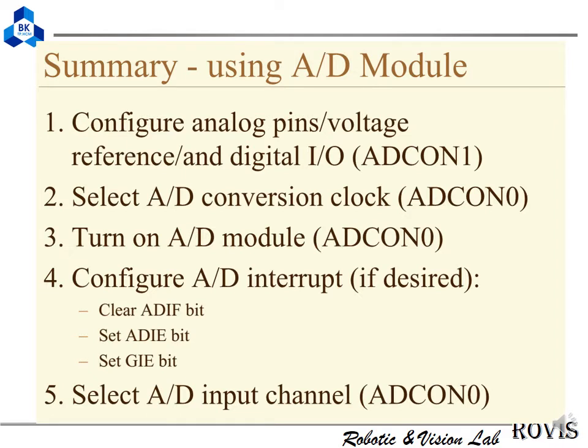And you see the procedure to use the AD module. First, configure this one, choose analog mode. Then we choose the conversion clock. And then we turn on the AD converter. Then if we use the interrupt, we have to clear this bit, set this bit, and set this bit. And then to receive the signal, we select the AD input channel by using this register.